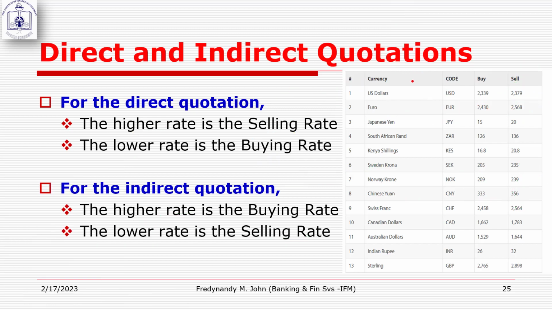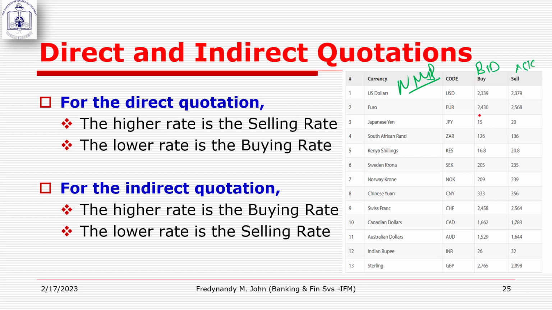Again, recall these quotations happened in Tanzania. I got them from the National Microfinance Bank. You can see, look at the buying, okay? Buying or bid. All bid rates are lower than the ask rate or selling. Look, 2339, 2379. So you see all the bids are lower.